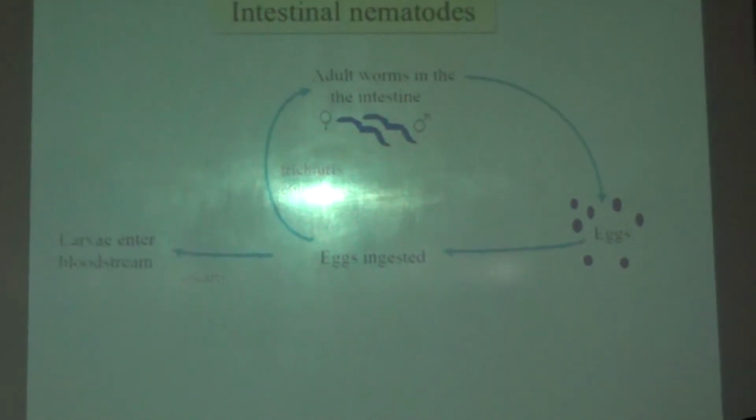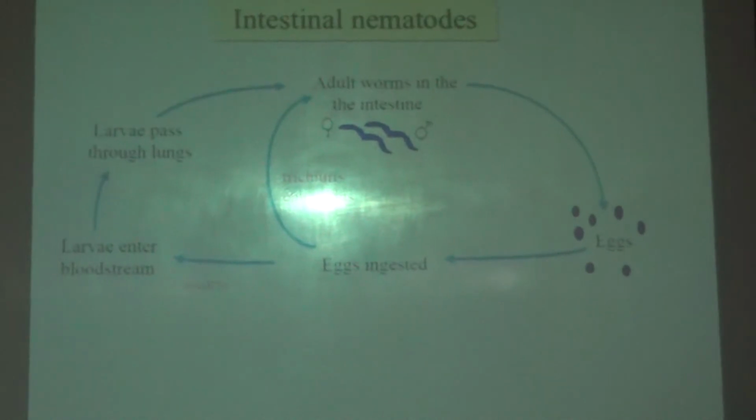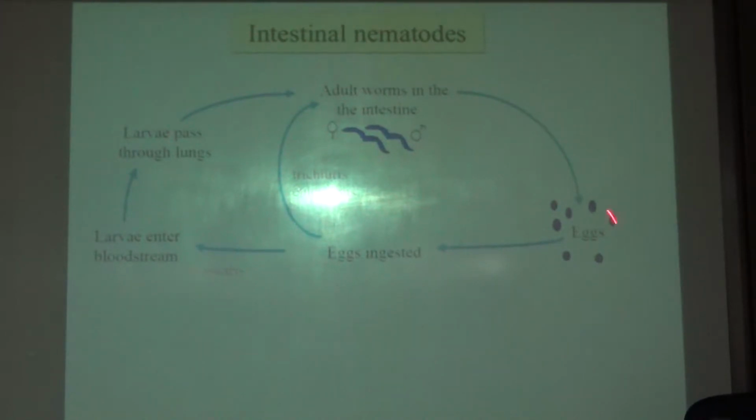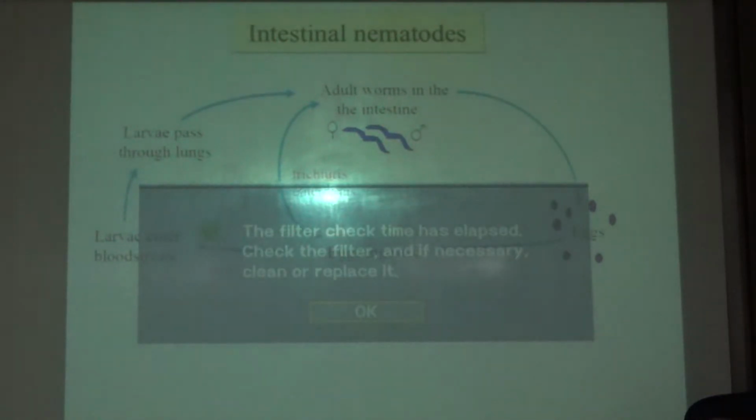This is the general life cycle of these intestinal nematodes. If you see, eggs of the nematode get ingested, and in some cases, for example Trichuris and Enterobius, they remain in the intestine and develop there as adult worms, and the cycle is repeated. In some cases, for example Ascaris, larva formation is there and they enter the bloodstream, and through the bloodstream they reach the lung, pass through the lung, and again come back into the intestine. This will be discussed in detail also.